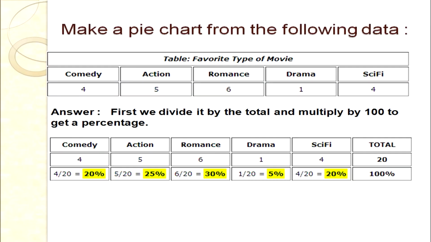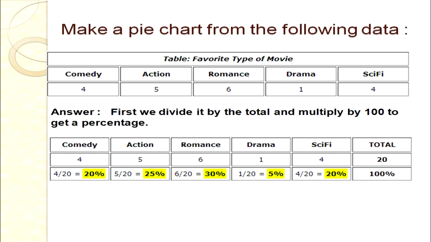Let us check whether we have learned properly by taking an example. In this particular example, favorite types of movies have been discussed: comedy, action, romance, drama and science fiction. As you can see, different data is being given. We can easily present all this data in a pie diagram. Now, for step 1, I need to calculate the percentage of each segment. That means the percentage for comedy, action, romance, drama and science fiction movies.